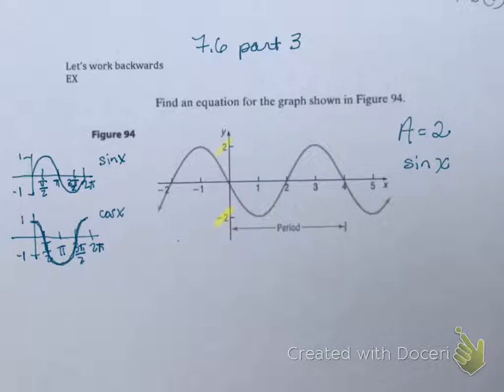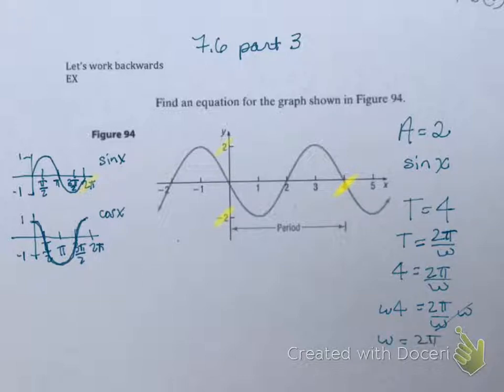The other thing I have to deal with is the period. The period does not end at 2 pi like the parent function. It ends at 4. So if I know that the period equals 4, I have to find omega. If I use this formula, I can figure it out. So 4 equals 2 pi over omega. Multiplying both sides by omega, I get omega equals 2 pi over 4, which equals pi over 2. Okay, so I have omega now.